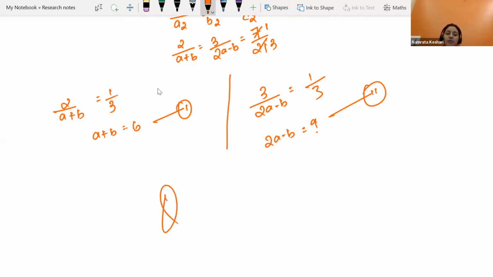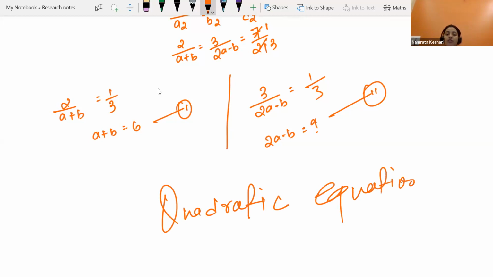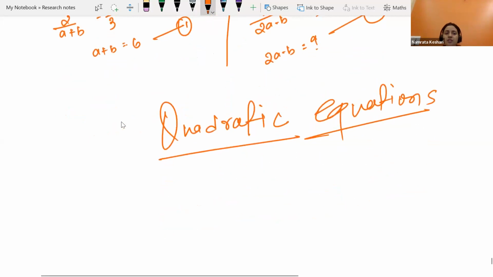Now, I'm going to take a question from quadratic equations, because I can see all the questions are the same only in pair of linear equations in two variables. Whatever we were supposed to discuss, I think we have discussed in between. If I get any new type of question, of course, I'll take it. So, quadratic equations, chapter 4, we are going to start. Let's do a few questions.